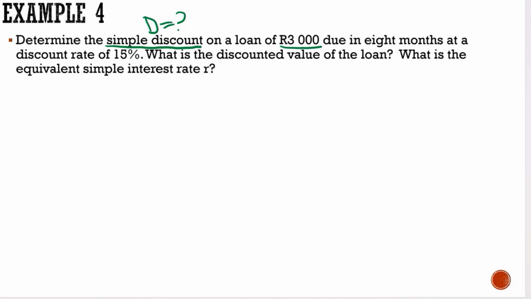Remember, a discount is calculated on a future value. So now a simple discount on a loan of 3,000 due in 8 months. You can just see, this amount is due in 8 months. It is in the future. So now this one becomes your future value. Okay, it is due in 8 months, so your time there is 8, but remember, it is in months. You need to convert. That means you need to divide by 12.